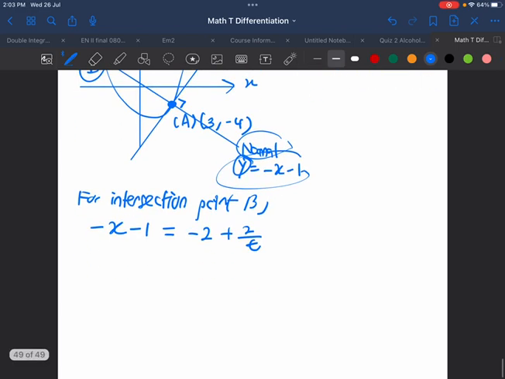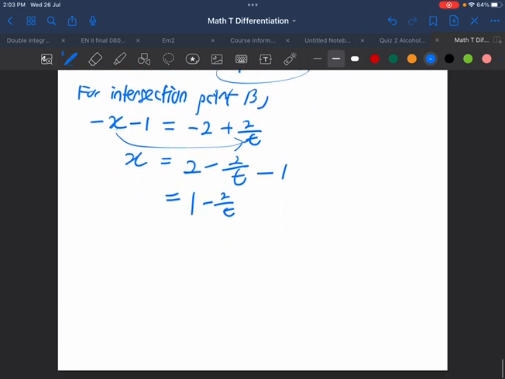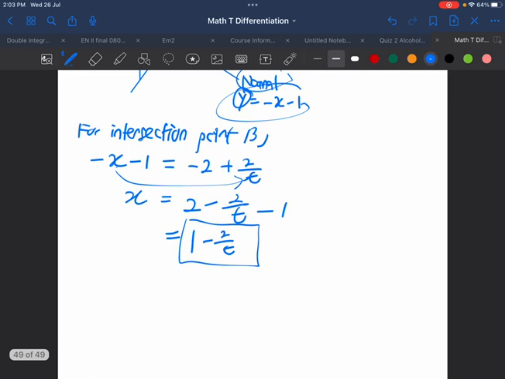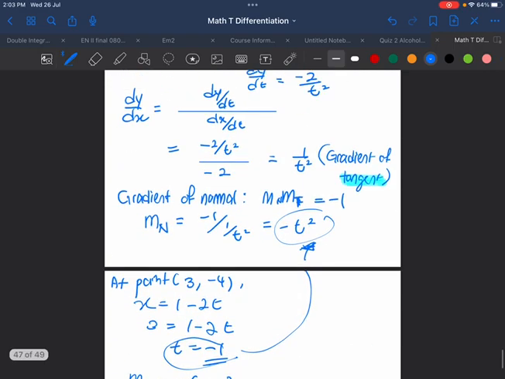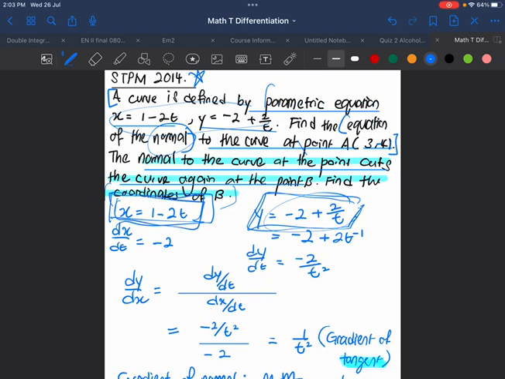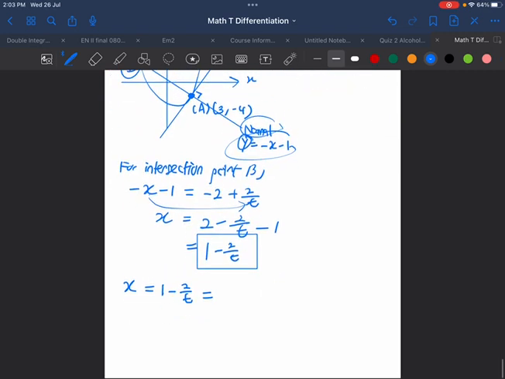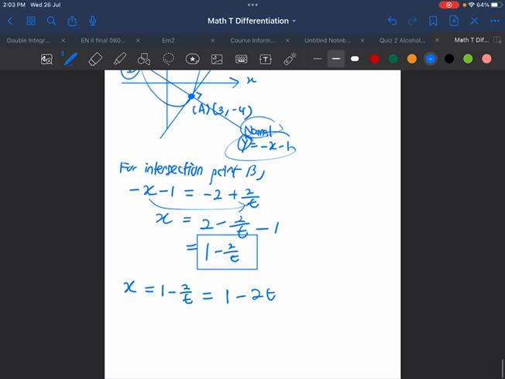Now we can move x to the right hand side and move everything else to the left hand side. So I will get 2 over t minus 1, so I will get 1 minus 2 over t. So now I have this equation for x. What I'm going to do will be very specific now. When I have x equals 1 minus 2 over t, it's actually equal to 1 minus 2t. This is how we can find the intersecting point.